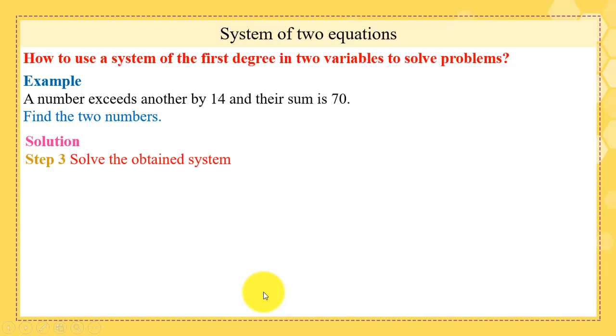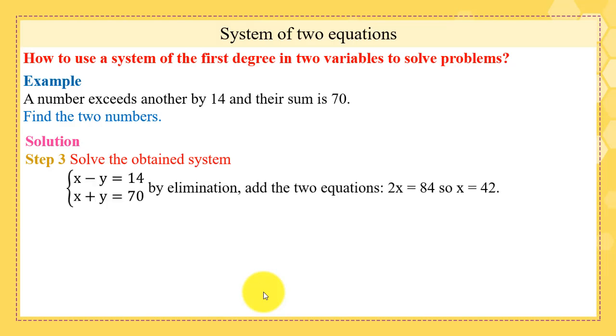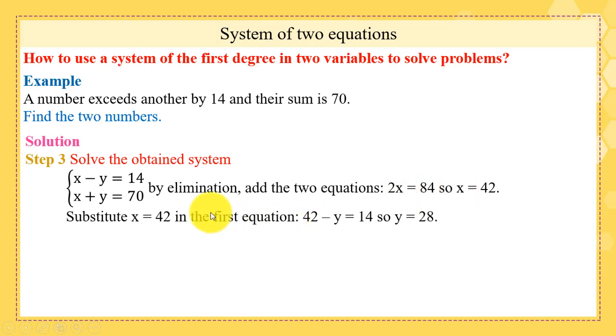Step 3 is to solve the obtained system. We can use the elimination method. Notice here the coefficient of y is equal to minus 1, which is the opposite of the coefficient of y in the second equation, which is plus 1. Add the two equations to get 2x equal to 84, x equal 42. Substitute x equal to 42 in the first equation. 42 minus y equal to 14, so y equal 28.